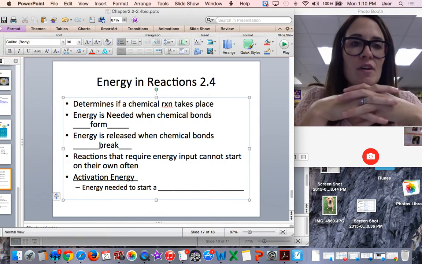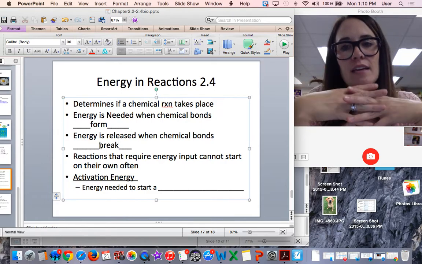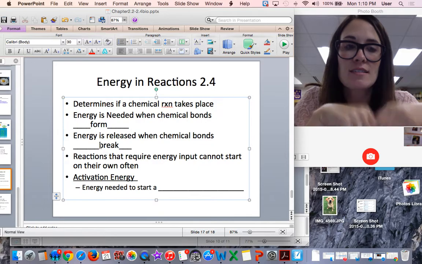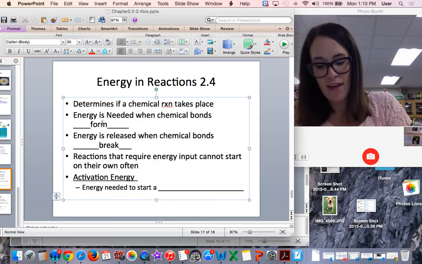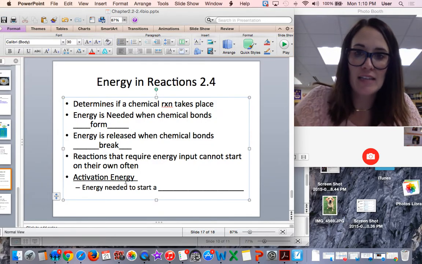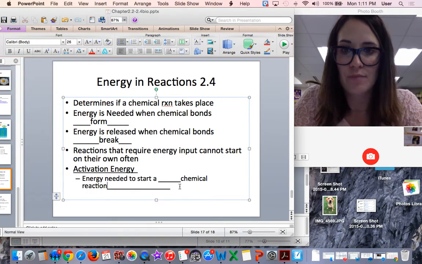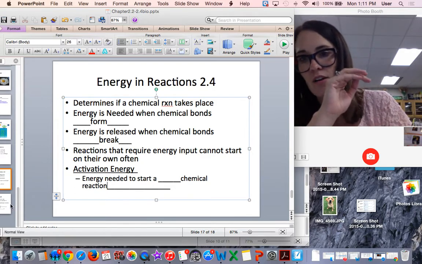To start chemical reactions, they need some input. They can't really start on their own. They need a little bit of gas in there to start the reaction. And that gas that's needed is called activation energy. The energy needed to start a chemical reaction. It's called the activation energy.